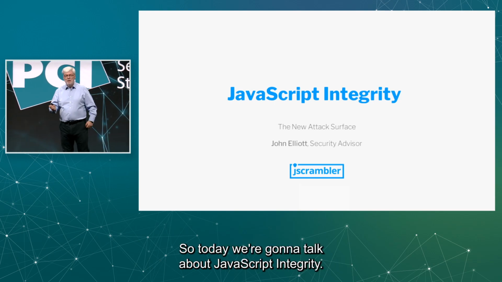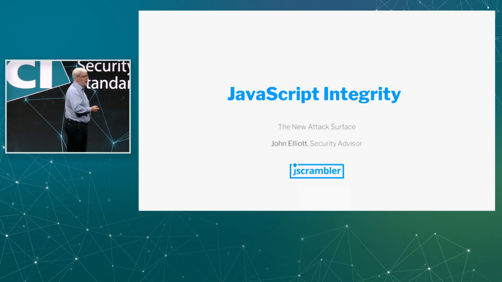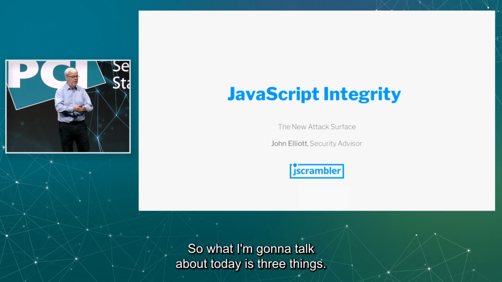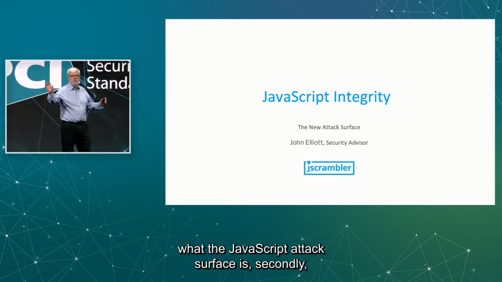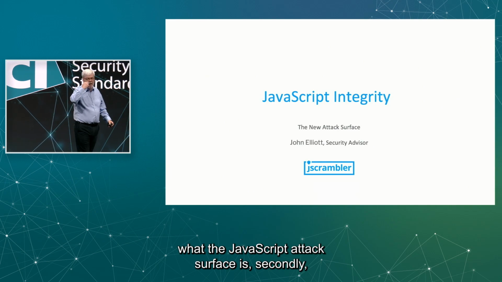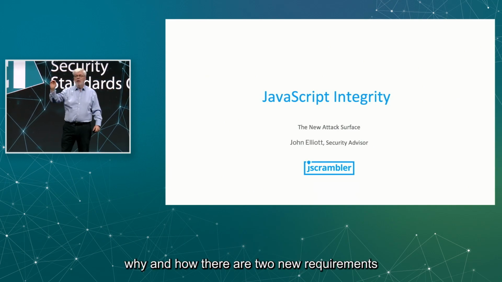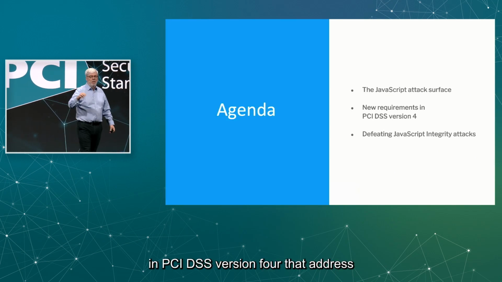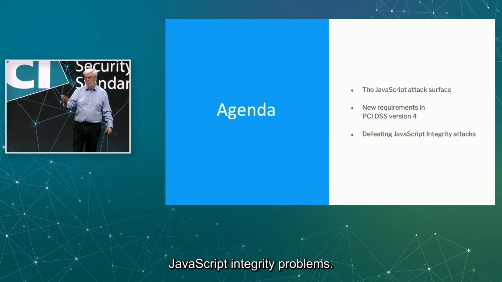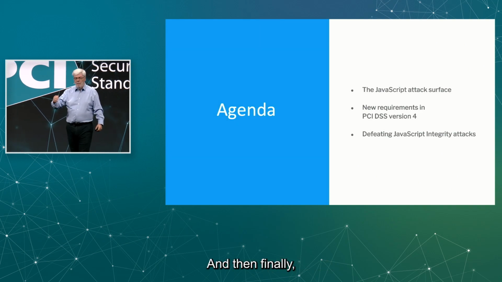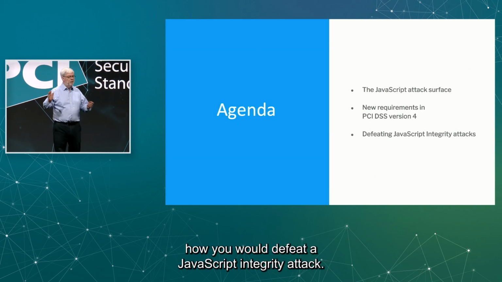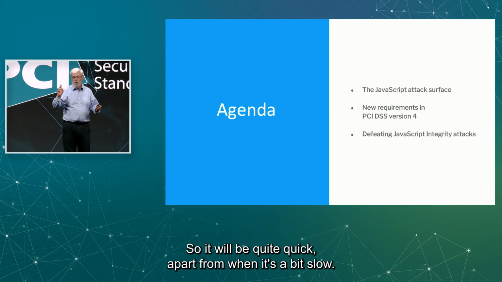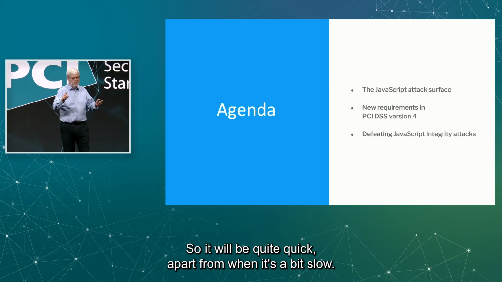So today we're going to talk about JavaScript integrity. And JavaScript, well, let's find out what it is and how it works. What I'm going to talk about today is three things. Firstly, what the JavaScript attack surface is. Secondly, why and how there are two new requirements in PCI DSS version 4 that address JavaScript integrity problems. And then finally, how you would defeat a JavaScript integrity attack. And I'm going to do all of that in 20 minutes. So it will be quite quick, apart from when it's a bit slow.